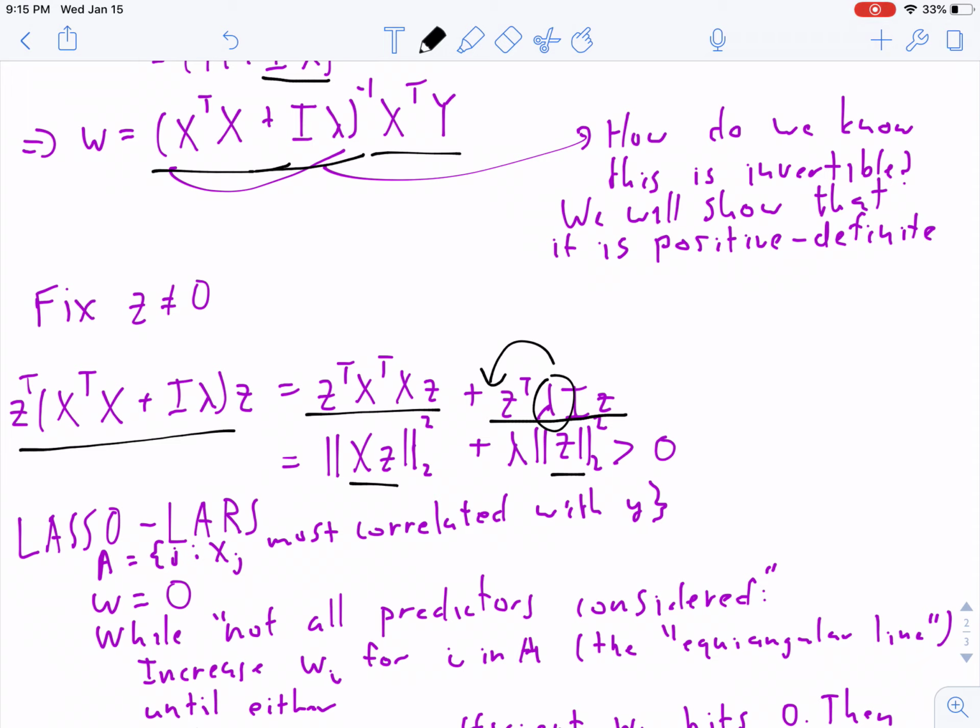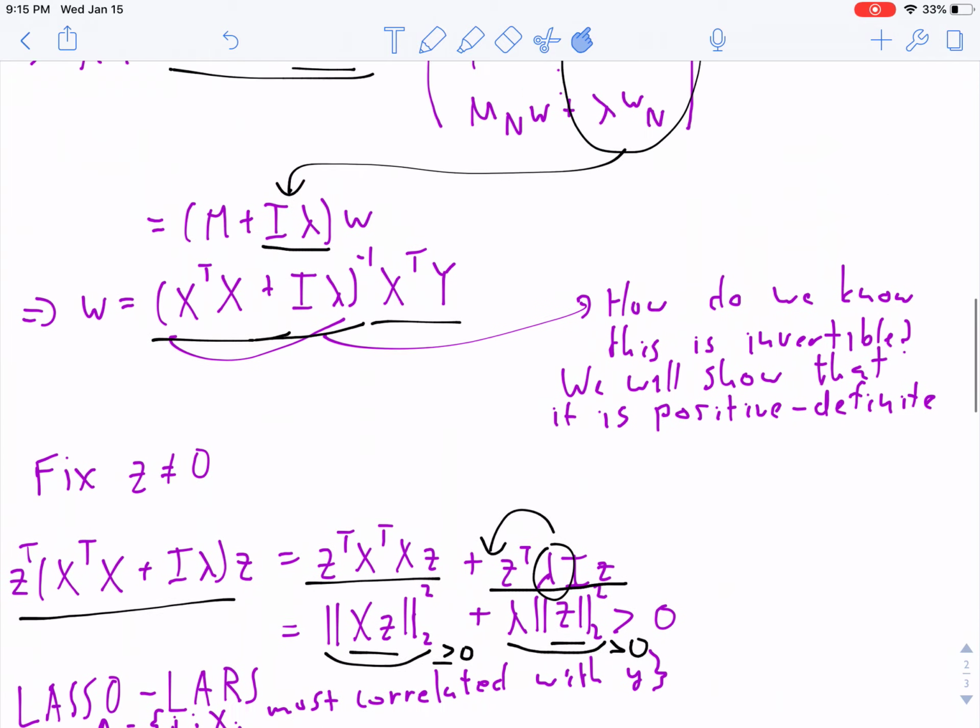And so we know that the L2 norm of z itself must be greater than 0 because z is not equal to 0, and also lambda is positive by choice. So that means that this second term, the entire thing, is greater than 0, and the first term we know is greater than or equal to 0 because it's an L2 norm. So overall, this is greater than 0, so that means that this matrix is positive definite and therefore invertible.